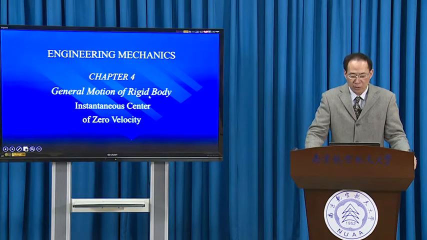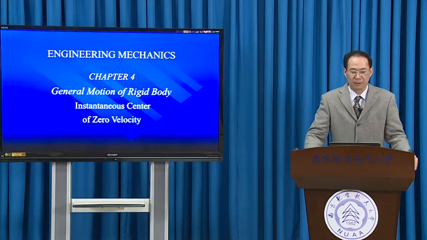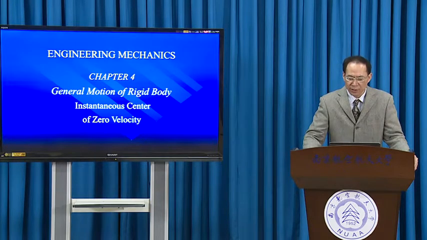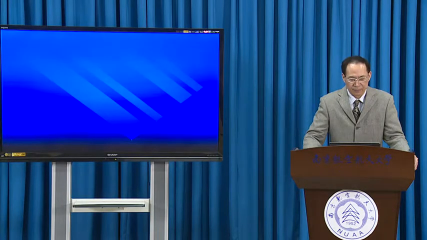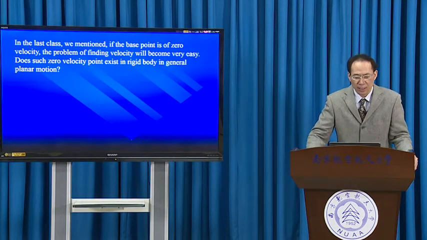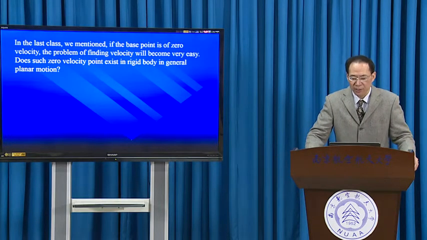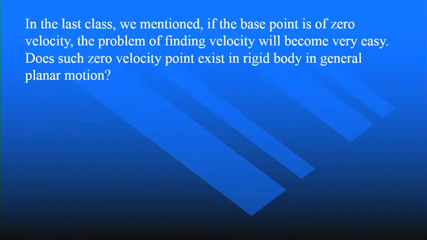Today we will take up Chapter 4, General Motion of Rigid Body. Instantaneous Center of Zero Velocity. In the last class, we mentioned if the base point is of zero velocity, the problem of finding velocity will become very easy. Does such a zero velocity point exist in a rigid body in general planar motion?